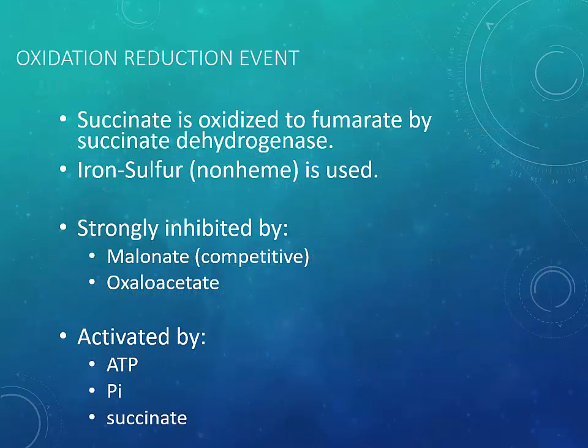Now we're on to our oxidation reduction event. Succinate is going to be oxidized to fumarate by succinate dehydrogenase. This uses an iron sulfur cluster. It is strongly inhibited by the presence of malonate, which is a competitive inhibitor here, and oxaloacetate, which will slow down these sets of reactions.